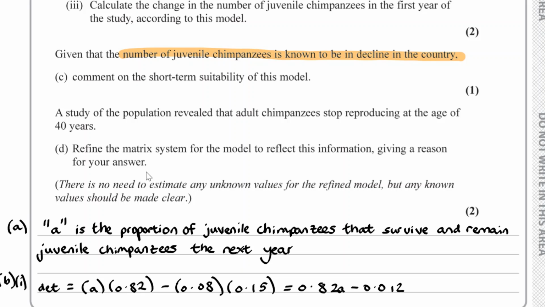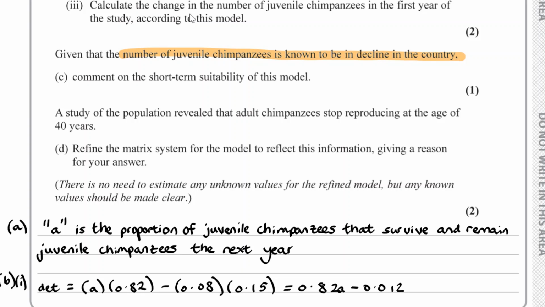And now for part D, a study of the population revealed that adult chimpanzees stop reproducing at the age of 40 years. We have to refine the matrix system for the model to reflect this information, giving a reason for your answer. Now, even though this question is worth 2 marks, I think it's probably the most difficult question on the paper. It took me a very, very long time to figure out what the mark scheme was saying and how to best explain it.